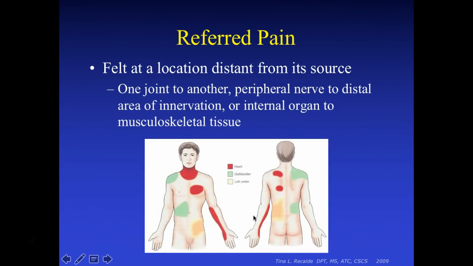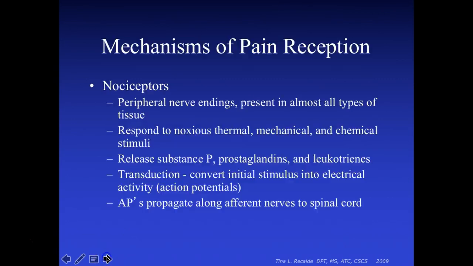Now, musculoskeletally, we also get referred pain. So let's say somebody has pain in their shoulder. If it's their rotator cuff or something like that, they'll oftentimes also get some referral pain down into that anterior deltoid area. Or maybe they have a hip bursitis and they'll often get some referral into the groin area. So that's referred pain.